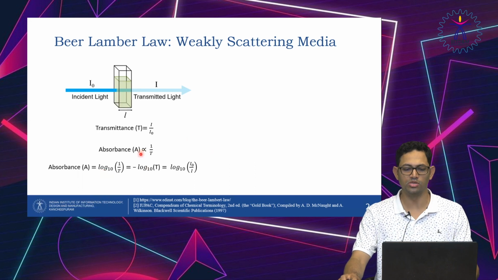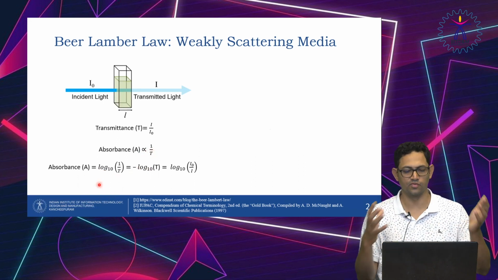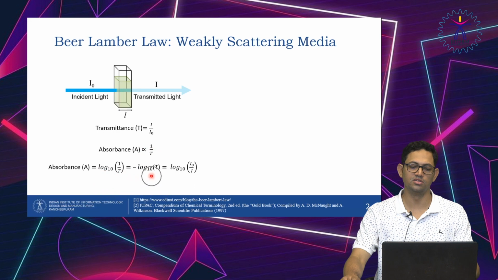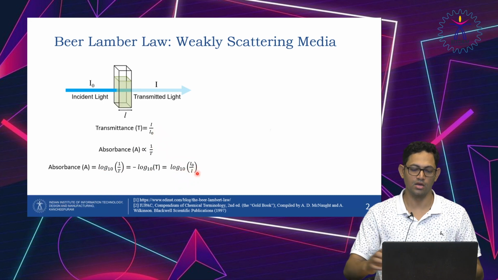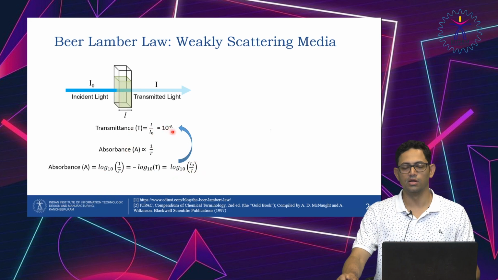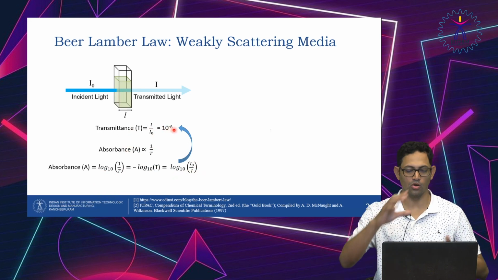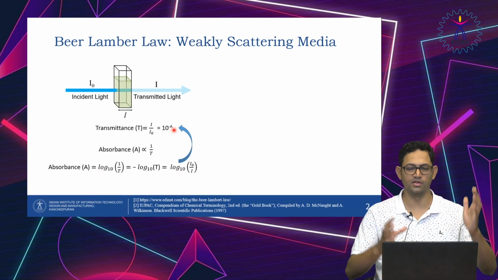So instead of absorption being 1 over transmittance, the inverse of transmittance, I will define it as the log of the inverse of your transmittance, which I can also write as minus log with base 10 of transmittance. If you substitute the earlier equation, this is log of I naught by I with a base of 10, and you can relate transmittance to 10 to the power of minus A. All these are the same equation that I am just rephrasing into other forms.